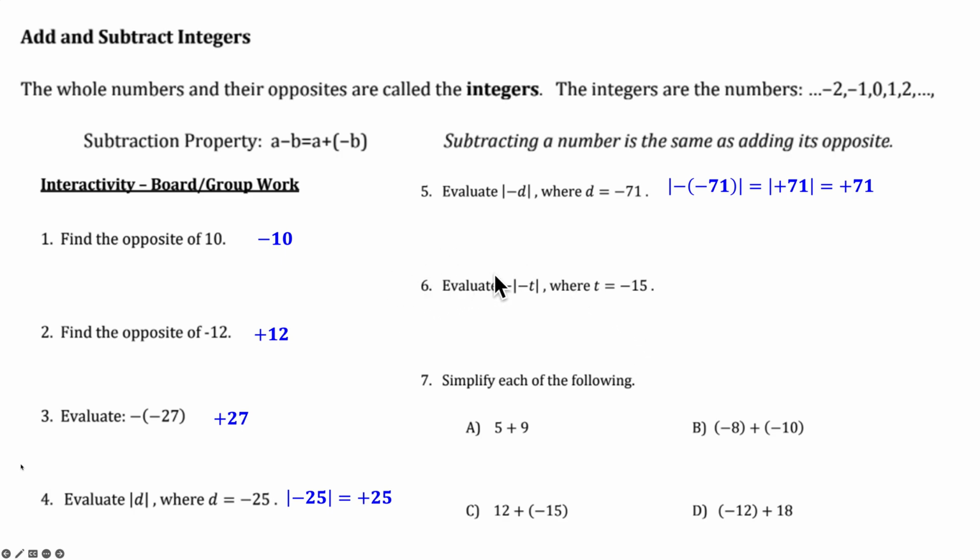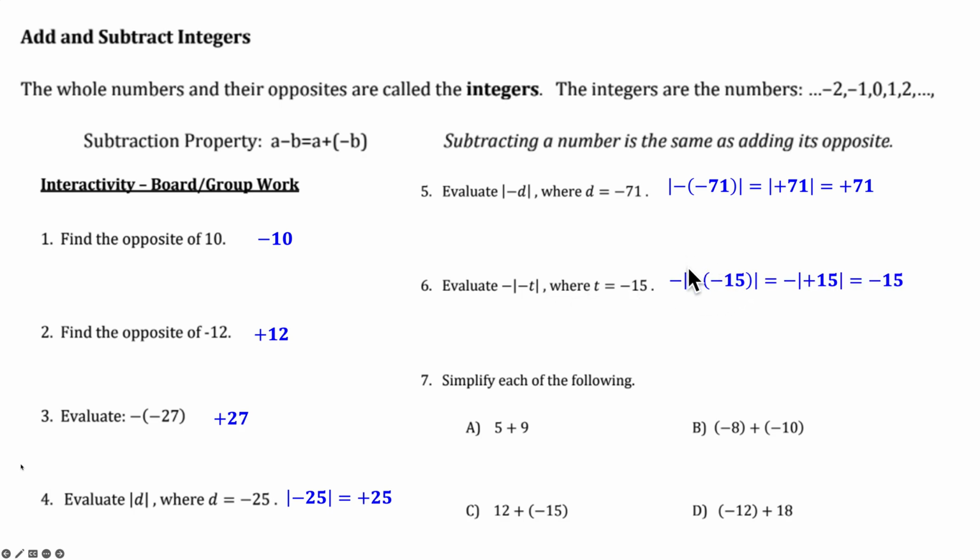Whoops, look at number 6 here. It's a negative absolute value. No matter what happens, my answer is going to be negative. This is on the outside. It's the last thing I'm going to do. So negative 15 goes in just for the t. So we technically have 3 negatives here.